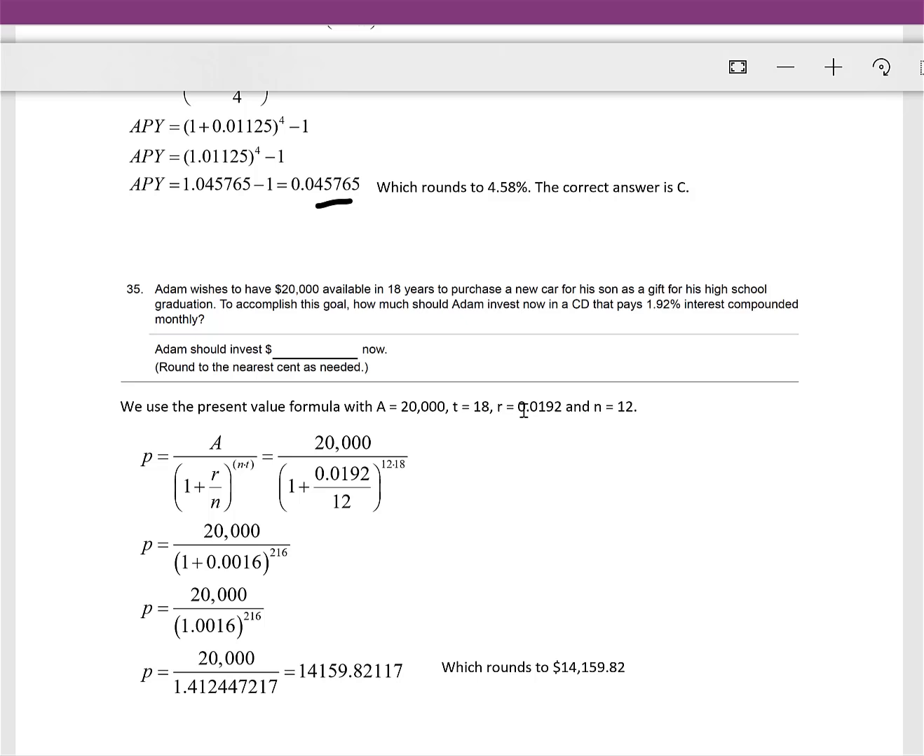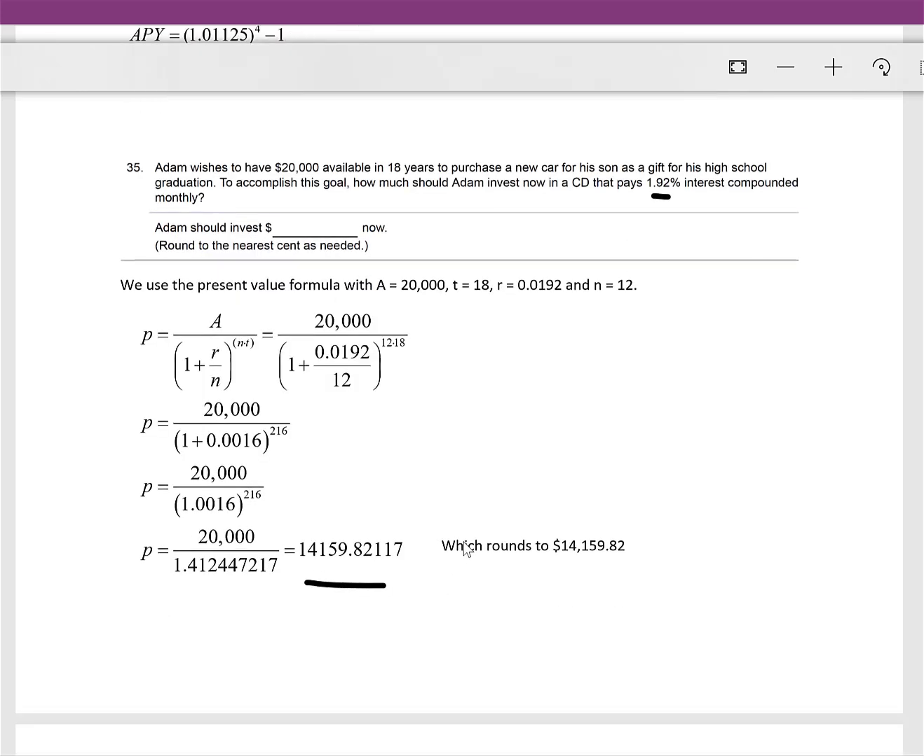Adam wishes to have $20,000, so this is a present value formula, in 18 years to buy a new car. How much does he have to invest in a CD paying 1.29% compounded monthly? So again, I use the present value formula shown here, put my values in. Here's all my steps here, and there's my final value of $14,159.82.